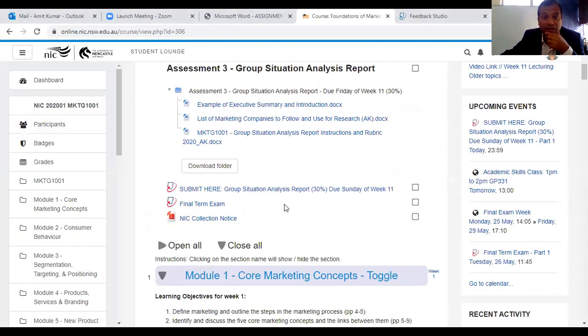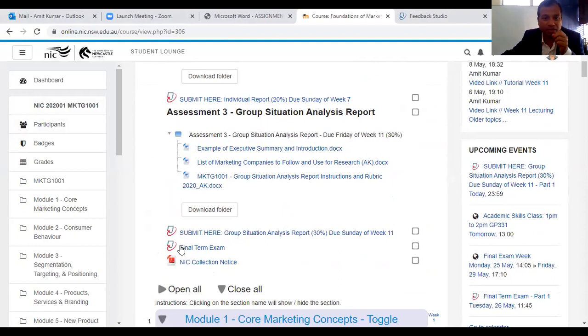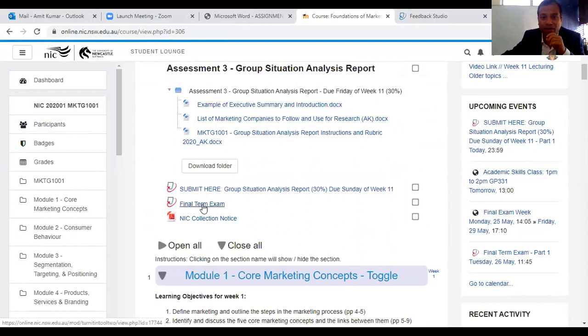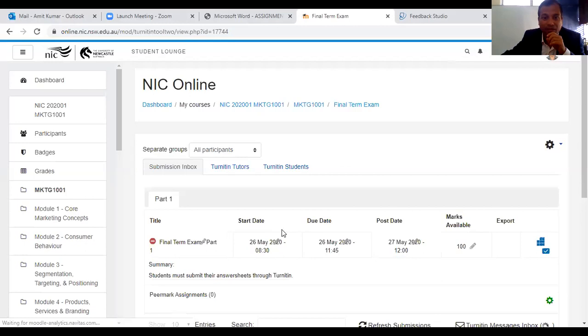I was trying to create a separate one in the broader text, but I failed because I don't have mastery of this Moodle interface. Can you see the final term exam, one Turnitin submission for the final exam term, under assessment three, group situation analysis report? Yes, we can see it. If you click that, it will show all the students' names who are in this class.